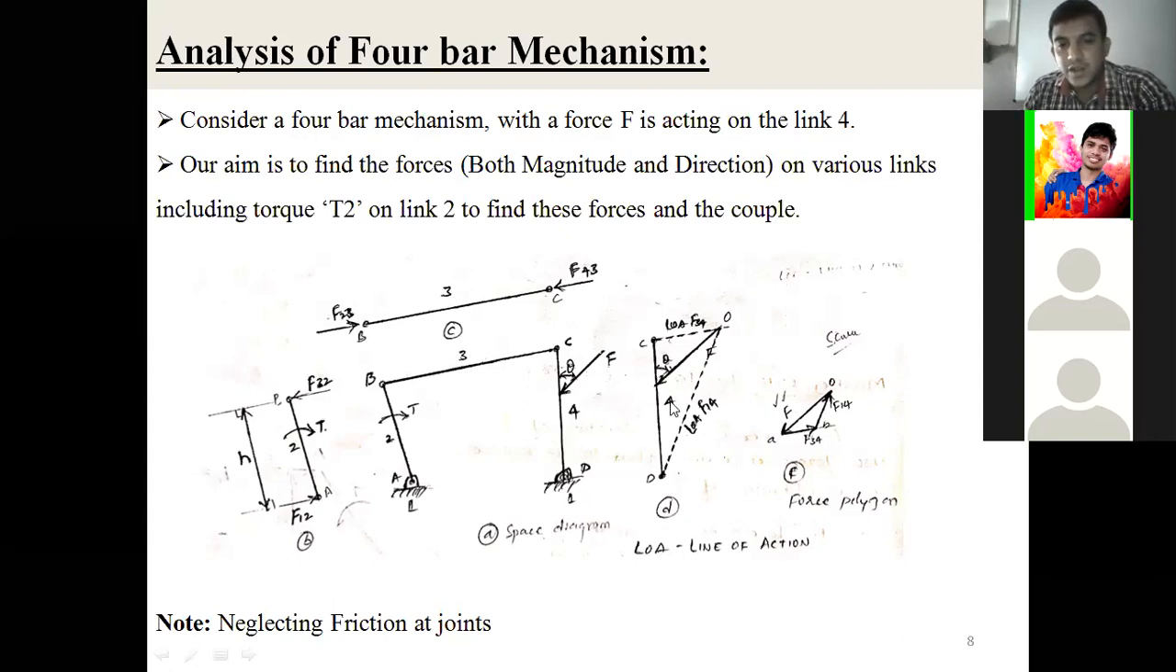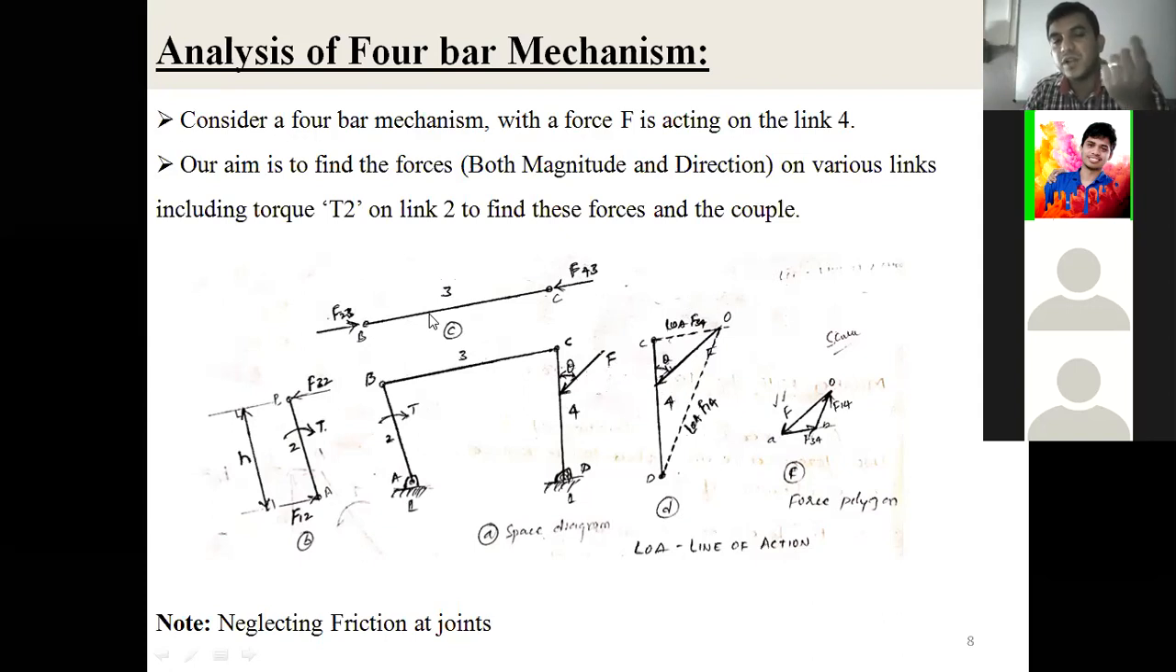Right? Now you can see that for the external applied force F, we know the magnitude and direction. Extend the line of action of that force F. At the same time, go to link number 3. Link number 3 is subject to how many forces? It is subject to only 2 forces. One is at hinge B, F2-3, and at hinge C, F4-3. Now link number 3 is subject to only 2 forces.